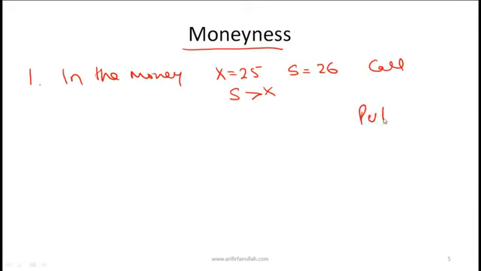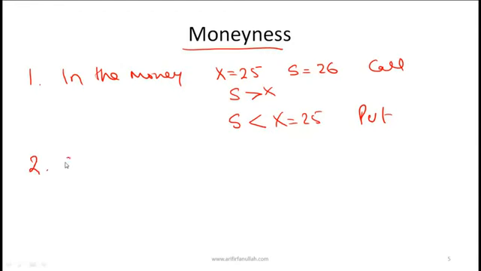So if this is a put option, then to be in the money, the stock price has to be less than the exercise price. Why? Because if this is a put option and the exercise price is equal to 25, we can only make some money if the stock price is less than 25. So for a put option to be in the money, the stock price needs to be less than the exercise price.